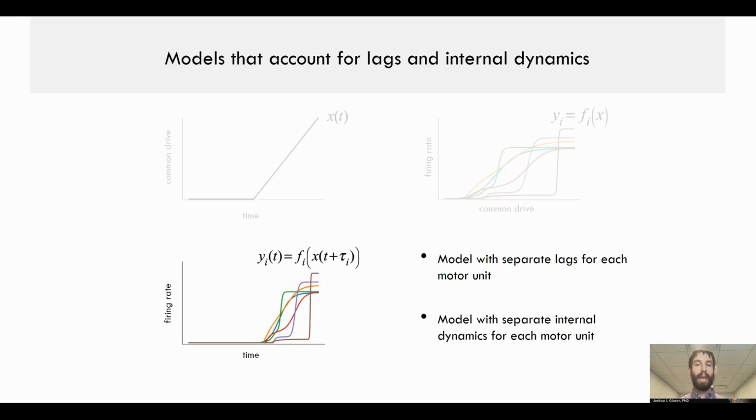And we also fit a separate model, again as a control, that had separate internal dynamics for each motor unit. So essentially, it's a small recurrent neural network for each motor unit that can explain internal dynamics as well, to explain spinal mechanisms like persistent inward currents that are just internal. And the results I'm going to be showing you are from the model that has separate lags for each motor unit, but all of the variations of models we fit support the same conclusions.